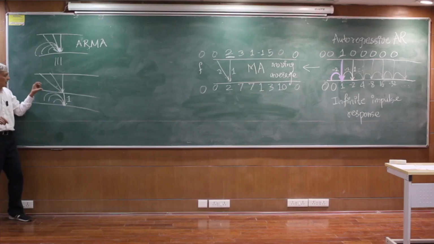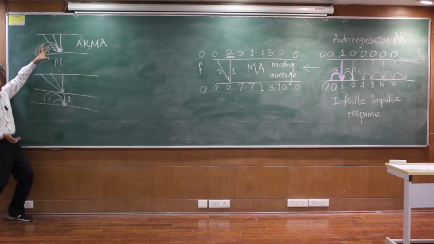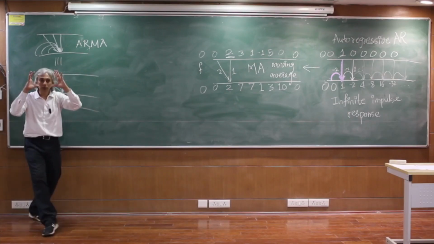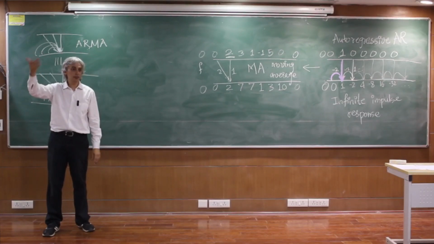Now, this is a moving average, so it's a convolution. This is autoregressive, so it's a convolution. The cascade of two convolutions has to be a convolution, which means this has to be a convolution. And so we got a more general structure called an ARMA filter, which can be implemented in a finite number of multiplications and additions and is a convolution.